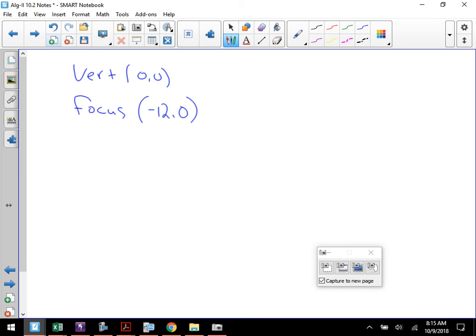What do you think I'm going to say to try and do first? Sketching, exactly. So my vertex is at 0, 0. Where's negative 12 and 0? Up, down, left, or right? Left. Here-ish?